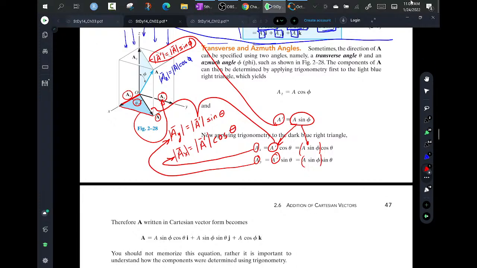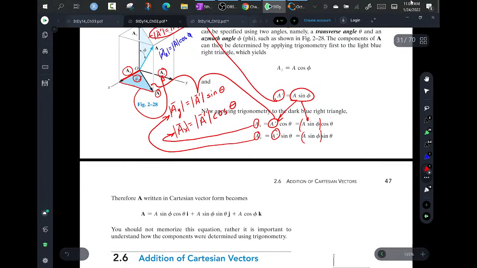So that's pretty much it. And then what you have, and this is kind of weird, you have the vector A written in this particular form. Okay, now I realize before we had alpha, beta, and gamma. Now we have just two angles, those two.